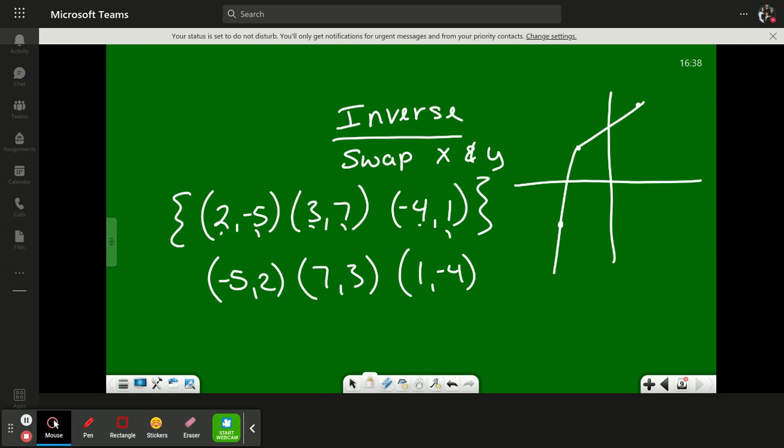kind of a real popular one. We'll say this is (-4, -3). We'll say this is (-2, 2). And we will say this is (2, 5). So if I gave you this, how would you graph the inverse? What would the inverse graph look like?